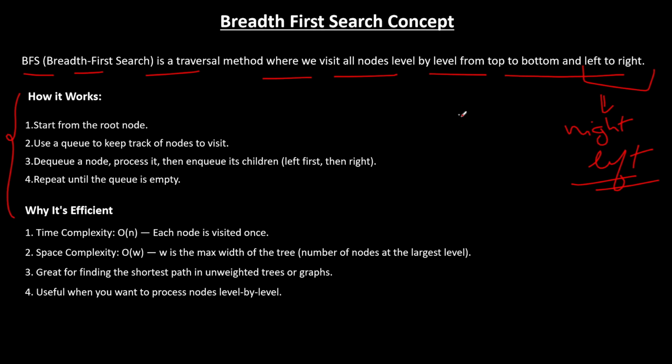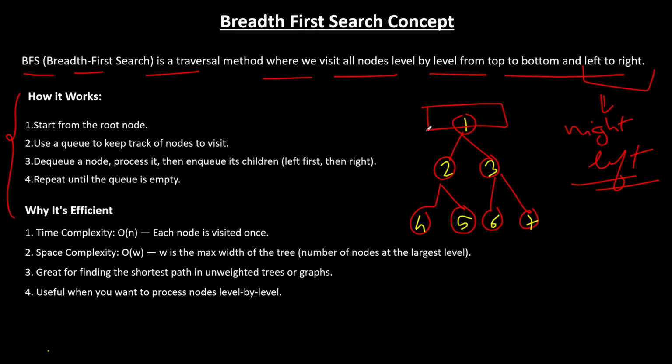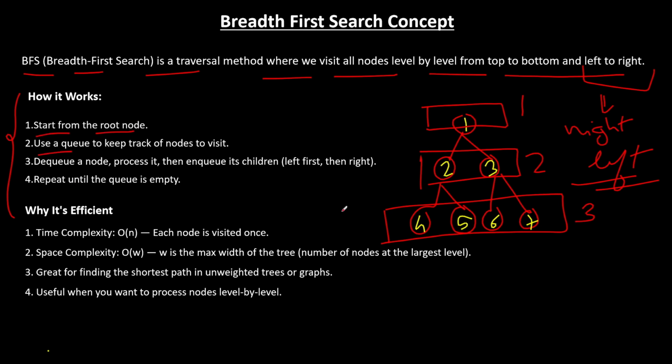Suppose this is the binary tree. This is one level, this is another level. Level 1, level 2, and level 3. There is nothing much to understand here. So how do we do it? We start from the root node, of course. We use a queue. This is the queue. We push this particular root node here.